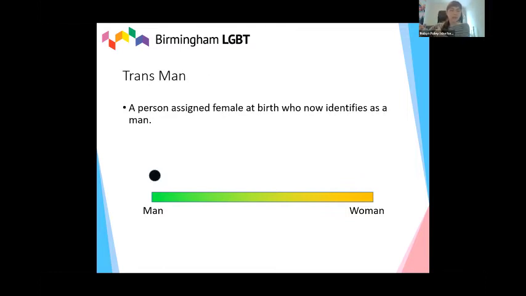We also have trans men, which is someone who was assigned female at birth. So someone announced it's a girl, but who now identifies as a man. The most famous example of a trans man is probably Chaz Bono, who is the singer Cher's son.